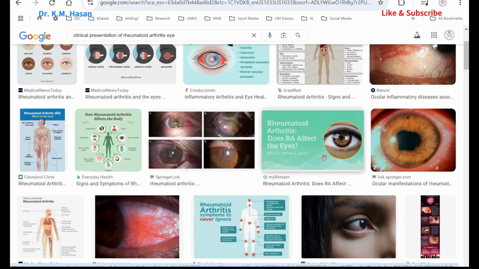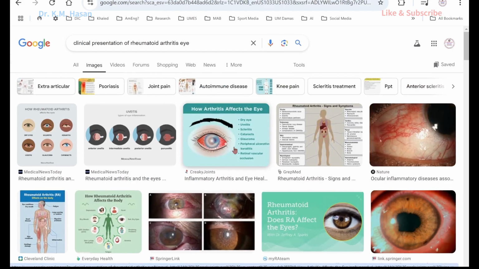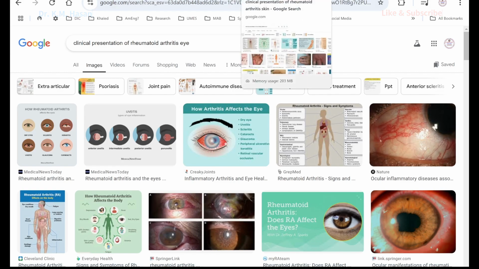Also, the eye could be involved in rheumatoid arthritis. Does RA, rheumatoid arthritis, affect the eye? Yes, and you can see it addressed on several websites. You can see the involvement of the eye here. The patient may suffer from dry eye, uveitis, cataract, glaucoma. All these may be related. So the eye will be involved in rheumatoid arthritis because we have systemic symptoms.